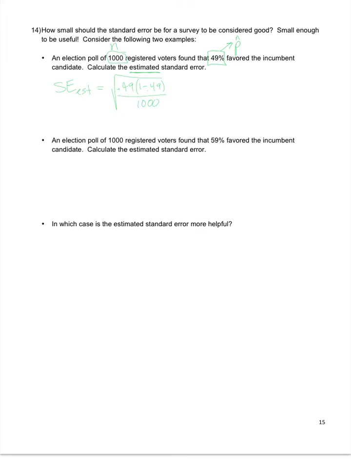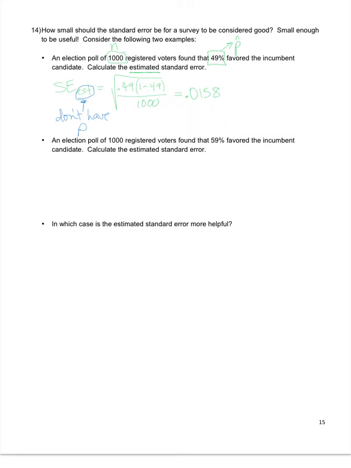And again, press pause, try this out. You should get a standard error that's estimated at 0.0158. So again, keep in mind that we're doing this because we don't have p. And p, again, is your population proportion.